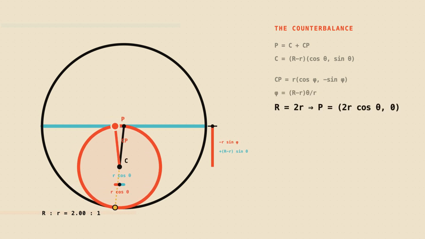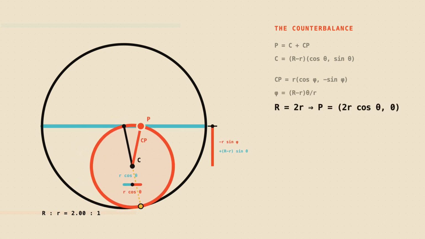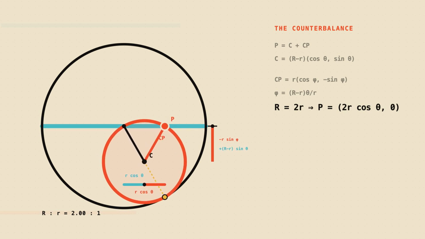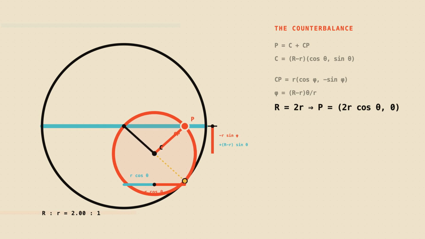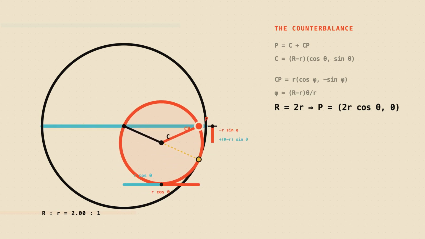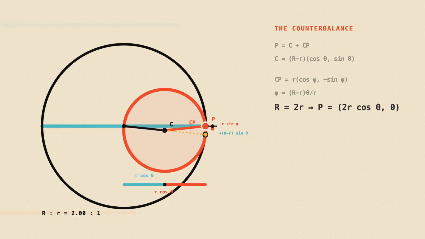So P has horizontal coordinate 2 little r cosine theta and vertical coordinate 0. The 0 keeps P on the diameter, while cosine carries it from negative 2 little r to 2 little r.